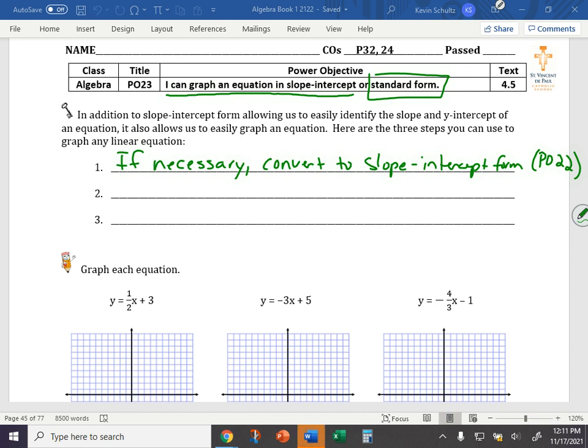Once you do that, so if you look at everything on this first page here, these are already in slope-intercept form for you. So you don't really have to pay attention to that first step until the second page. So here, you begin by plotting the y-intercept. You begin by plotting the y-intercept.